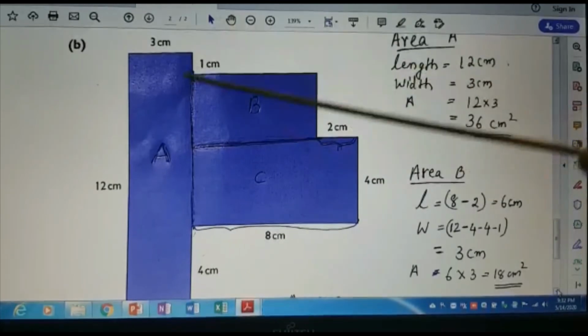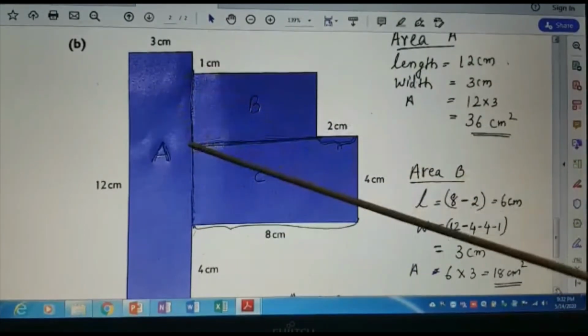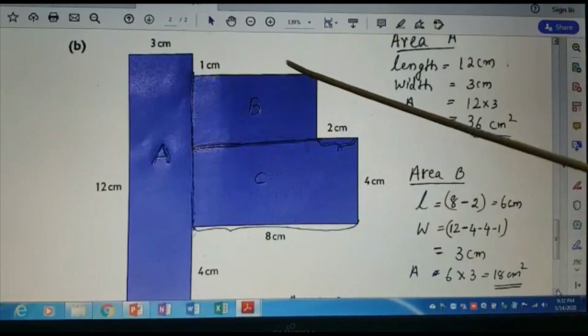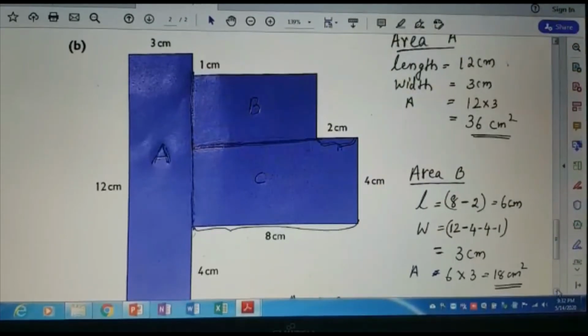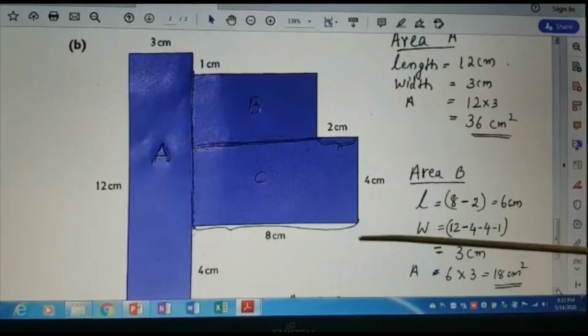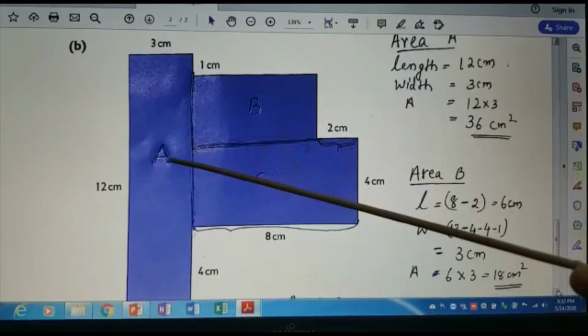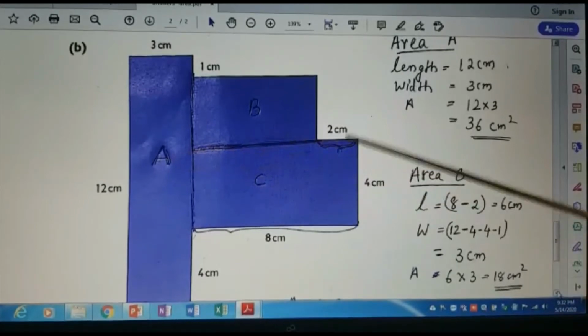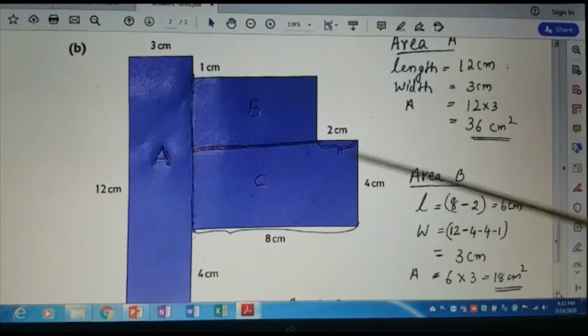This is my way of split. Okay. I have divided like this, but it is up to you. If you are getting the measurements in some other ways, you can do it. No problem. I just need to find the area of the total shape or total figure. Okay. Then coming to B, what is the length? Length is this. We know this much is 8 and this much is 2.